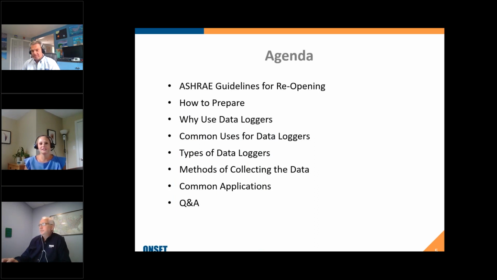The agenda for today, we will go over some of the guidelines that ASHRAE is recommending. We'll talk about how to prepare, why you should be using data loggers. We'll get into some common uses, and then we'll review the types of loggers we offer, as well as the methods of collecting your data. And we'll review a couple of common applications, and again, Q&A.